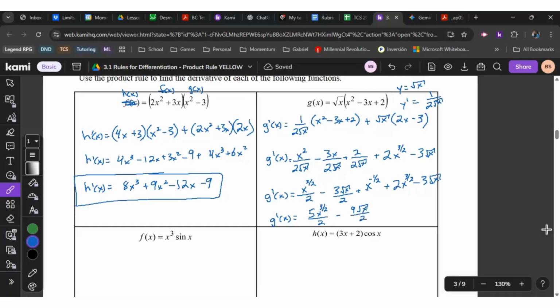And then that one's going to be by itself. So plus x to the negative 1/2. And we're done. I think that's a simplified version. I don't think I can combine anything else. No.